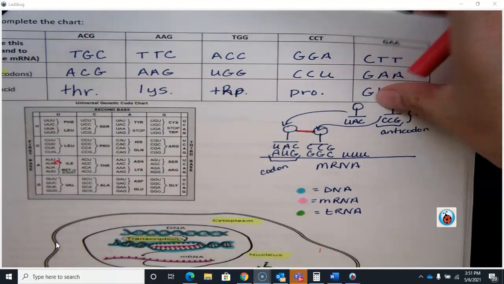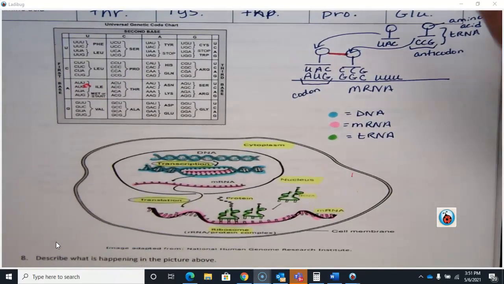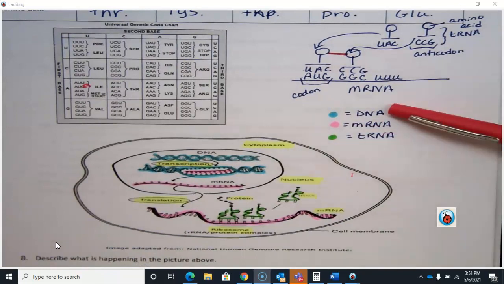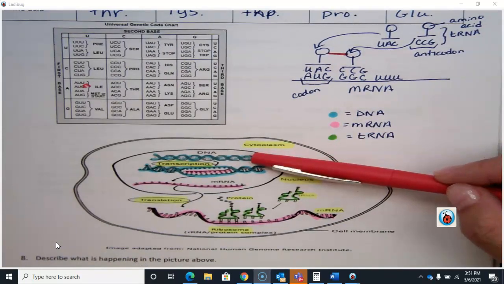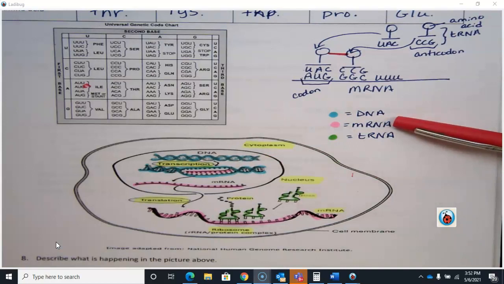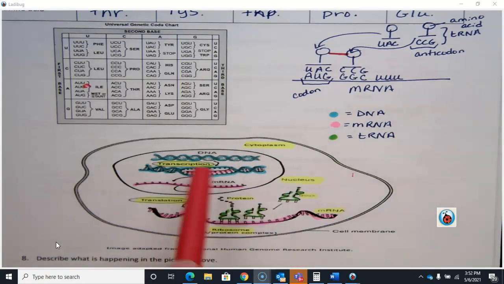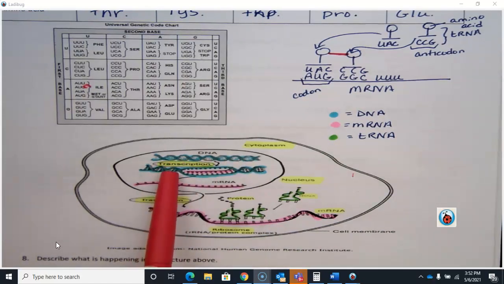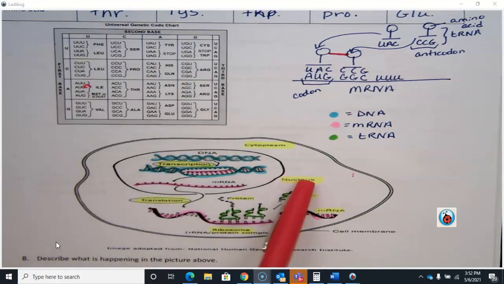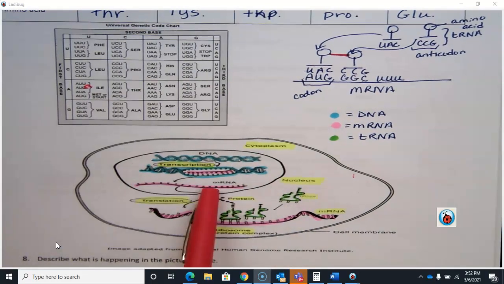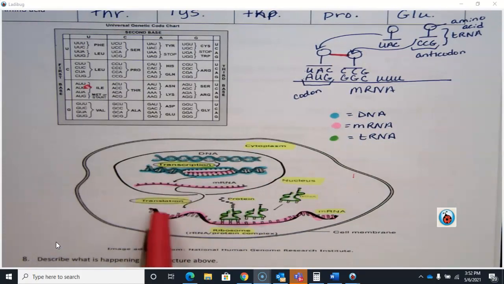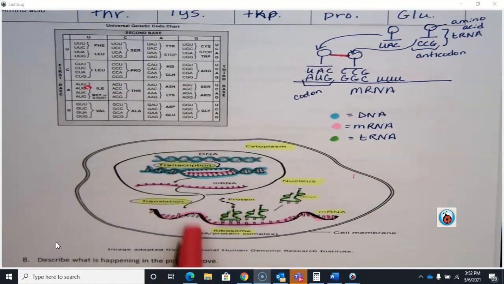So here I've color-coded some things in our picture. The DNA is in blue, the mRNA is in pink, and the tRNA is in green. Okay, so here, when mRNA is being made from DNA, that is transcription. And remember, that happens in the nucleus of the cell. Once mRNA gets the sequence from DNA, it's going to go out here to the ribosome. So this is going to be on a ribosome out in the cytoplasm.